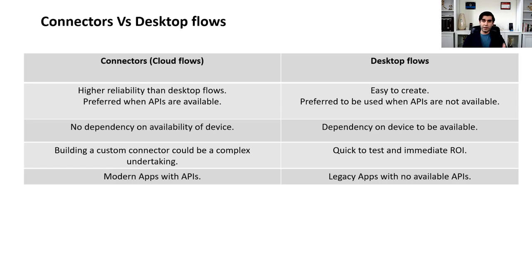Ideally, when you begin automating any process, look if there is an API available. If yes, and if there is a connector available or the option to build a custom connector, go ahead and do that. If not, then desktop flows or Power Automate Desktop is your option.